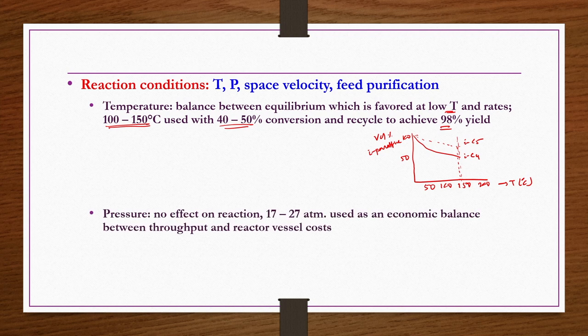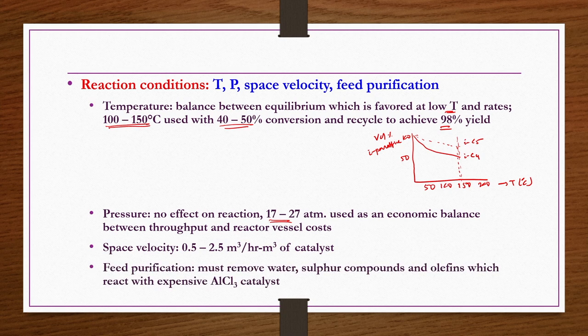Whereas the pressure does not have any effect, however 17 to 27 atmospheres is used as an economic balance between throughput and reactor vessel cost. Space velocity is between 0.5 to 2.5 cubic meters per hour per cubic meter of the catalyst, because here liquid catalysts are used. That's the reason this space velocity is represented in volume units as well as volumetric flow rate units.